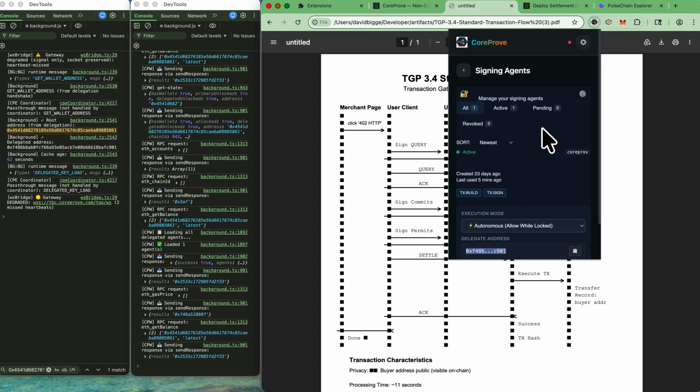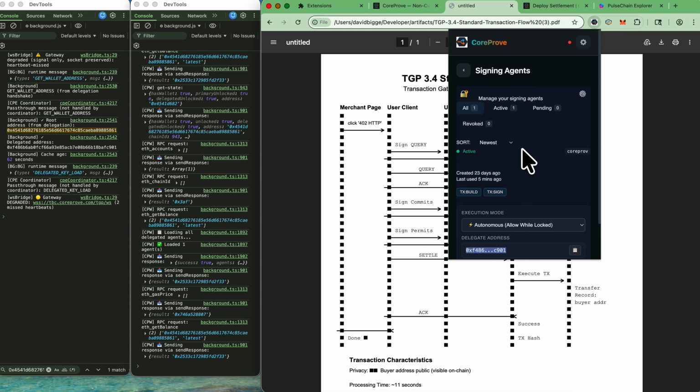Okay, so how does this work in terms of using a delegated agent? For the current CoreProve implementation, if your delegated agent is funded and there's a transaction that comes in, then that transaction will use the delegated address. And so let's take a look at what that means. And basically this will become the source of the buyer address on chain.